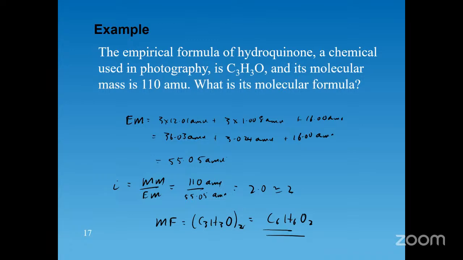Any questions? Any questions about this example? Yes, sir. Below where you have the 55.05 AMU, what is that section there? You mean here? Yes, sir. Okay, so what I'm doing is calculating the integral factor by dividing the molecular mass, which is given, by the empirical mass, which you just calculated here. And that gives you the integer, which you're going to use to multiply the empirical formula by to get the molecular formula. Right? Okay, any other questions?